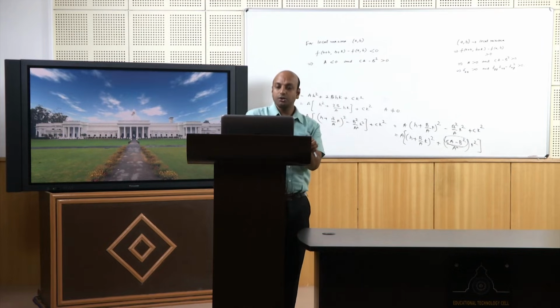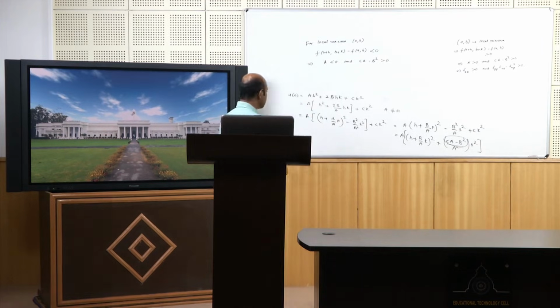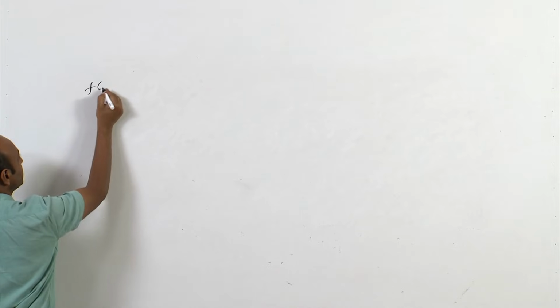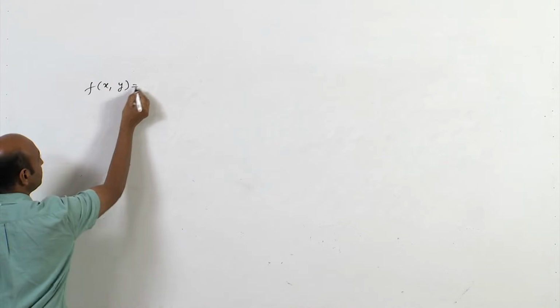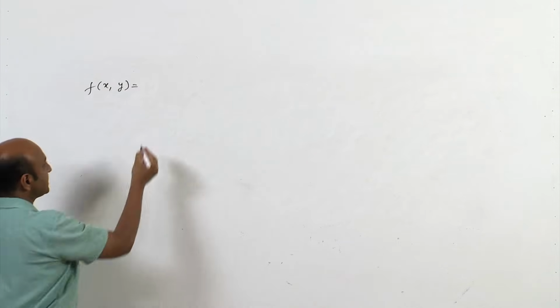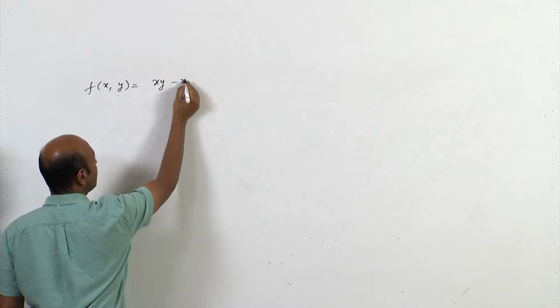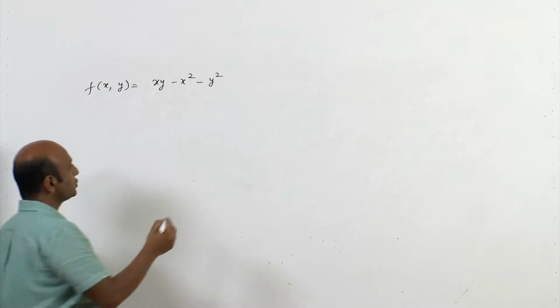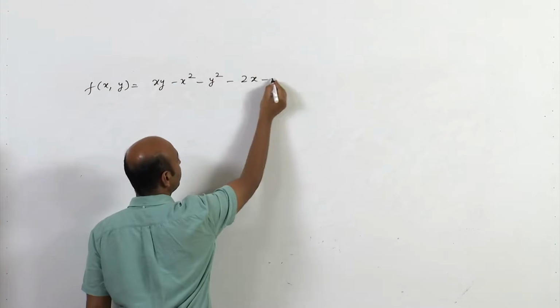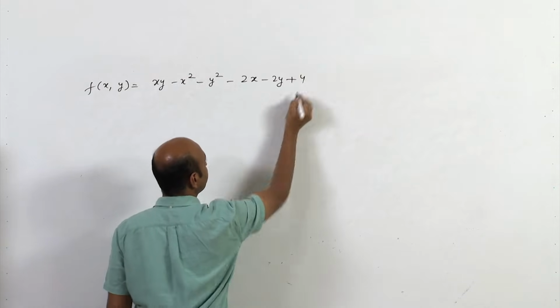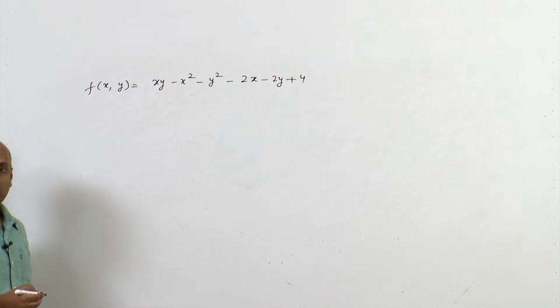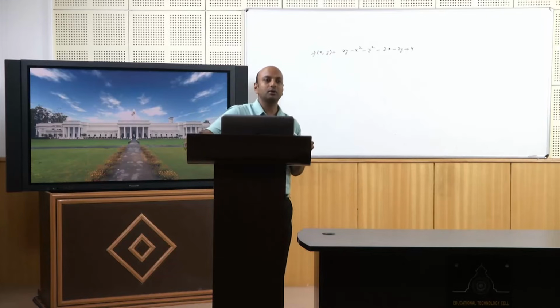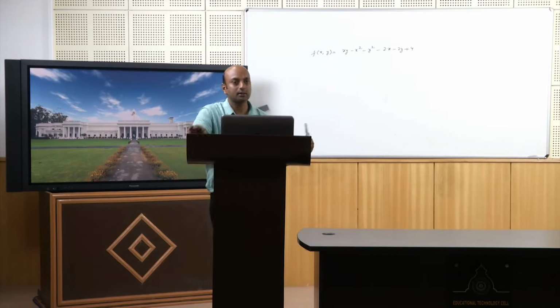Okay. So, let us discuss the first problem based on this. The function is xy − x² − y² − 2x − 4y + 4. Now, you have to find local maxima, local minima and saddle points, if they exist, for the following functions.